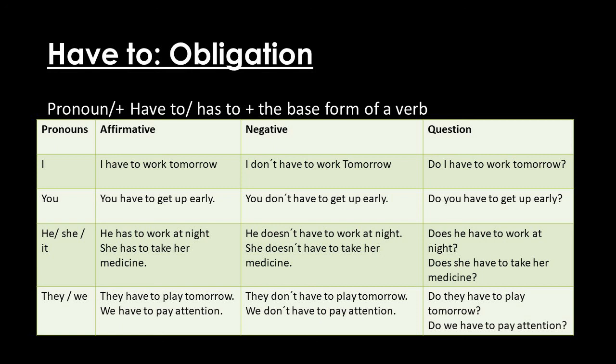Remember that if you use "do" or "does," when you use "does" for he, she, and it, we use "have to." It is for negative and questions. Now, for affirmative, when we use he, she, or it, we use "has to."